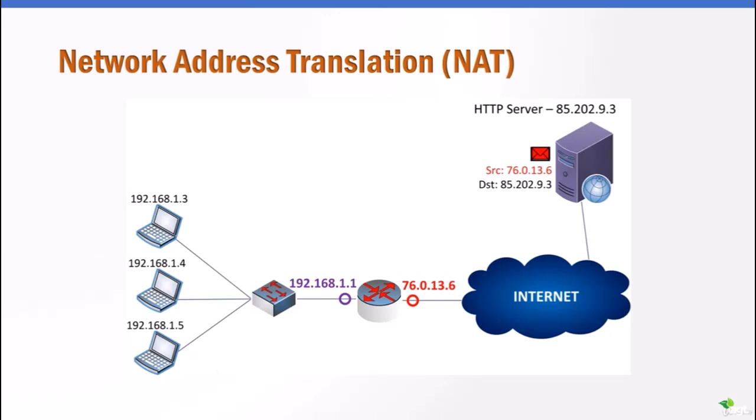Now when the server sends its response, the source IP address of the response, or of the packet, is going to be the IP address of the web server. So it's going to be 85.202.9.3, and the destination IP address is still going to be the public IP address of the router. So once that response reaches the public interface on the router, the IP parameters are still the same.